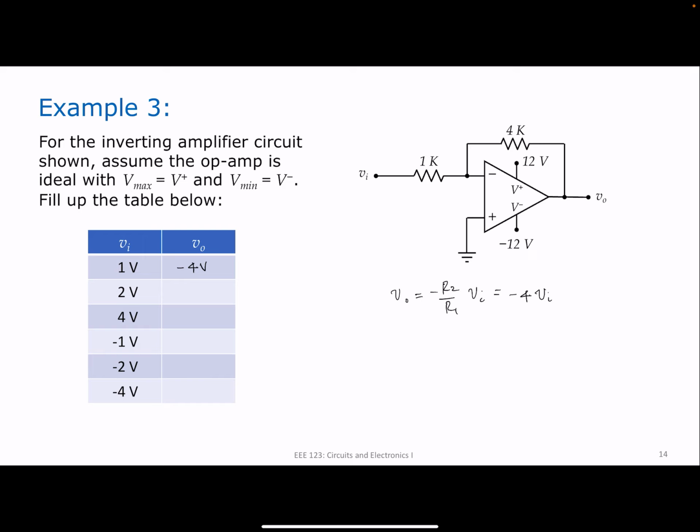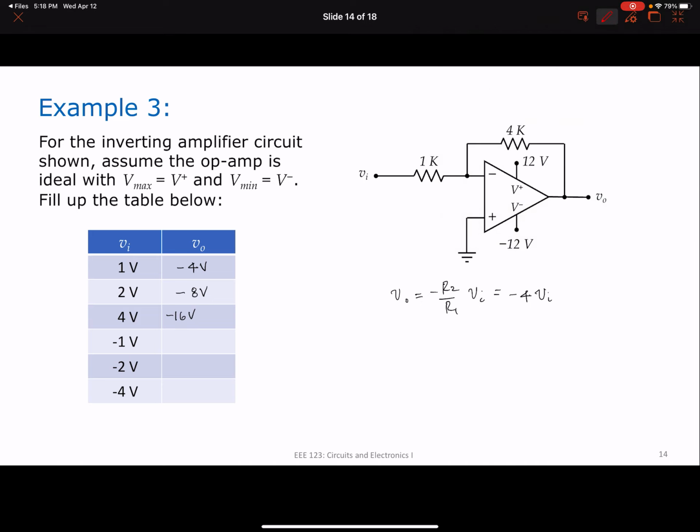Okay, if your input is 2, Vi equal to 2, what will your output be? It will be minus 8 volts. If your input is 4, minus 4 times 4, so you're first going to answer minus 16 volts. But wait a minute. Minus 16 volts is beyond Vmin. So we know that this is wrong.